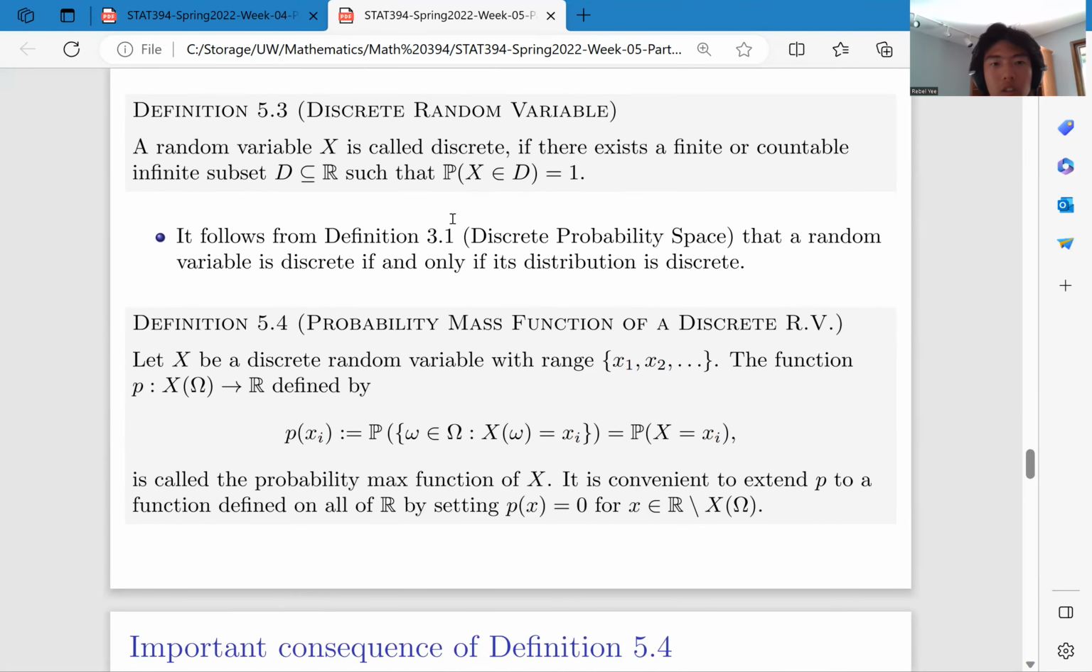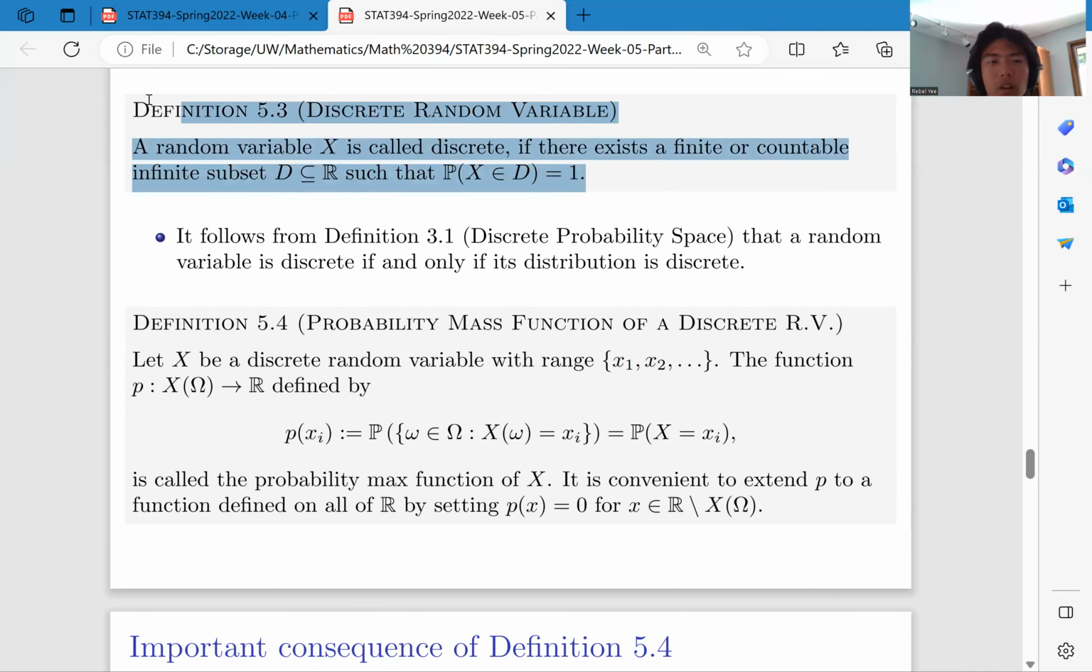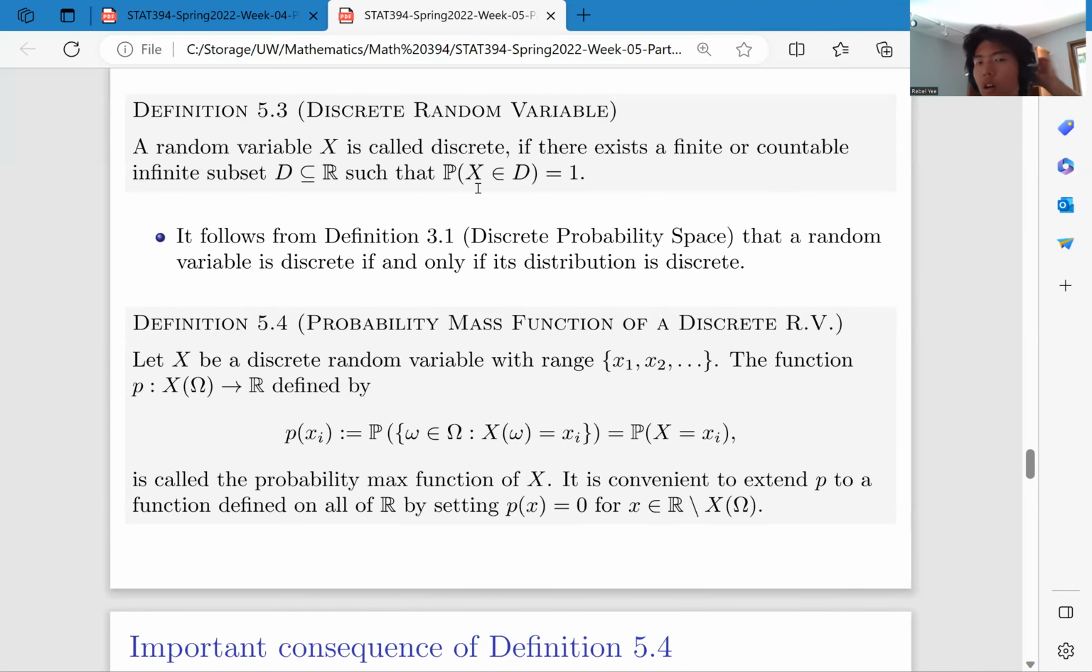This is the same as the definition from 3.1, the discrete probability space. If you forget about that, try to go back and see that lecture slide and how the definition is, because I believe that one is more advanced than this one. But the logic is just the same.